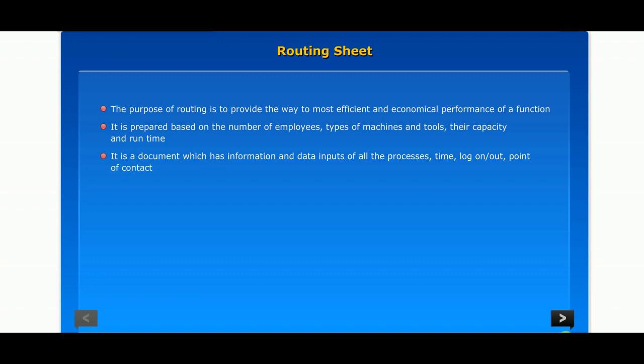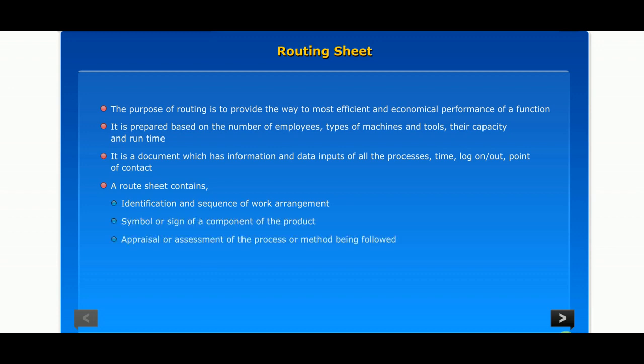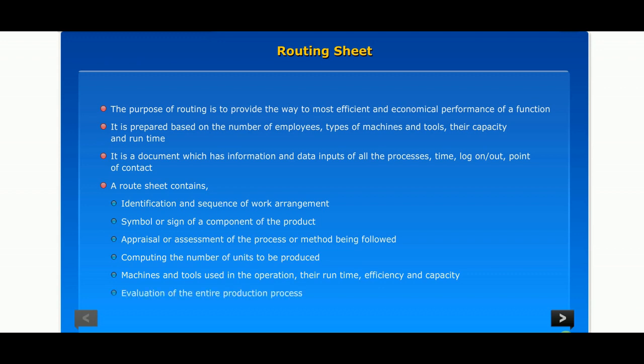of contact. A route sheet contains identification and sequence of work arrangement, symbol or sign of a component of the product, appraisal or assessment of the process or method being followed, computing the number of units to be produced, machines and tools used in the operation, their runtime, efficiency and capacity, evaluation of the entire production process.